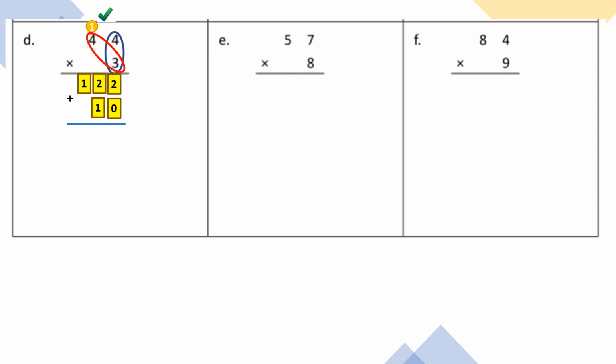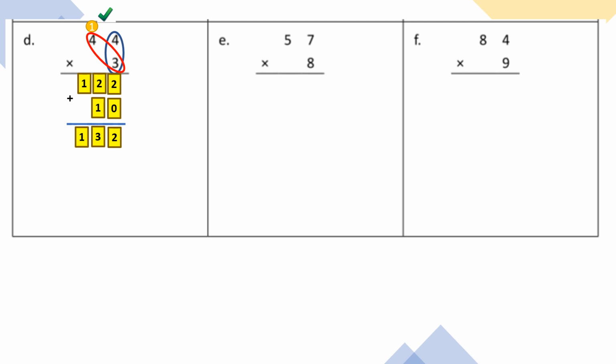Let's start by adding in our ones place. 2 plus 0 is 2. 2 plus 1 is 3. And 1 plus 0 is 1. That means that our answer for 44 times 3 is 132.